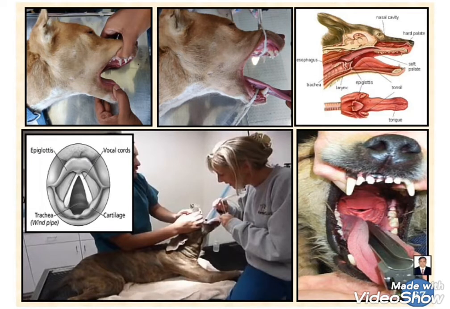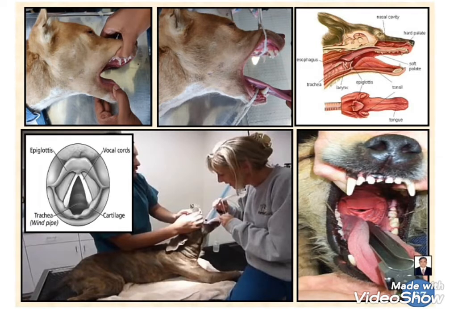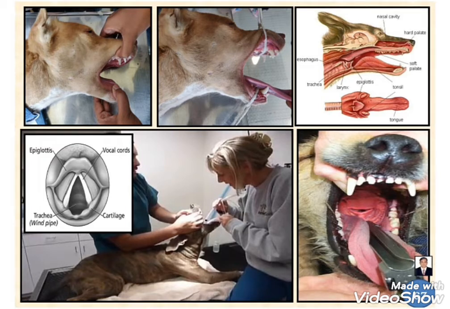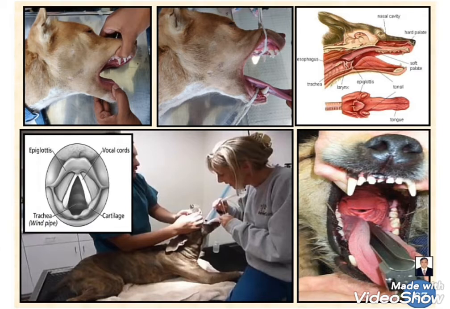Some persons perform the blind technique. This skill is developed by such persons to perform endotracheal intubation blindly without using the laryngoscope. Following successful endotracheal intubation, the correct placement of the endotracheal tube can be confirmed.